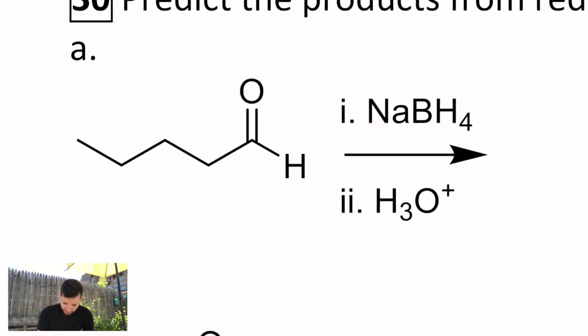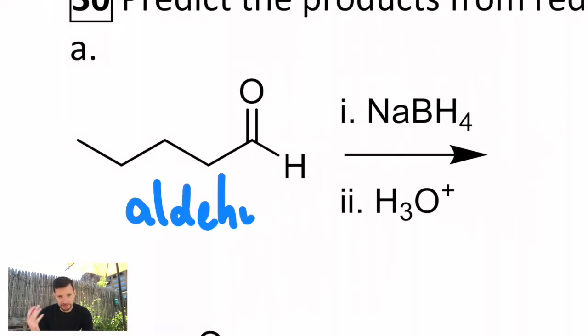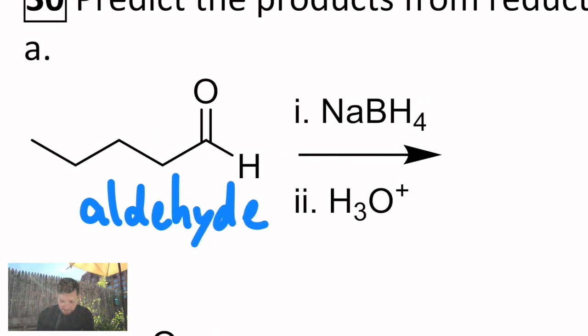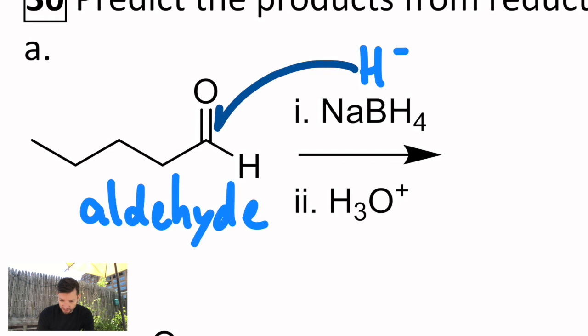If you're having trouble remembering your functional groups, go ahead and label them as you see them until you get really comfortable with seeing them. So NaBH4 acts as a hydride, and it will react with an aldehyde. Draw an arrow from the H- and send that carbonyl carbon up.